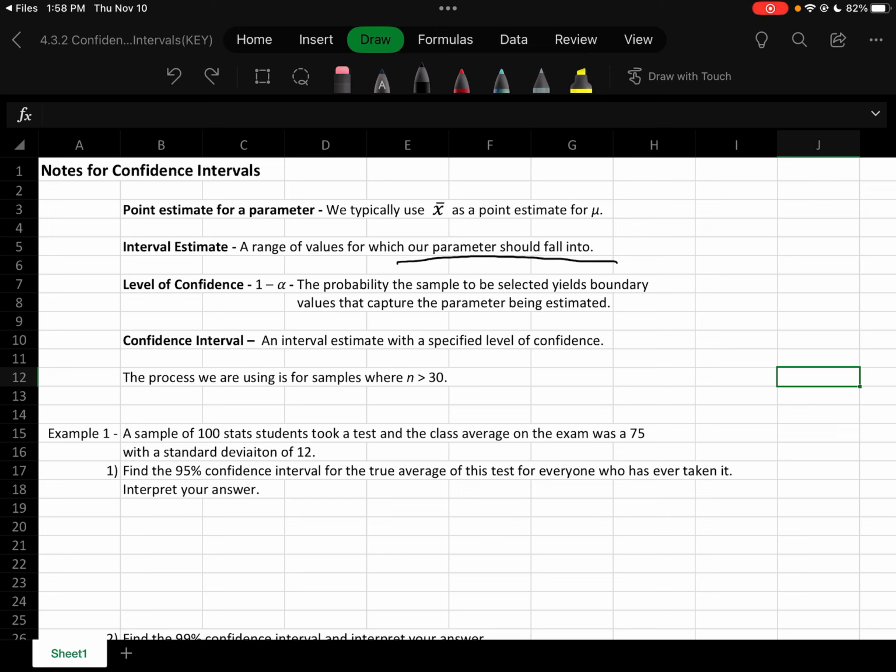So let's go about how we find the confidence interval, okay? Now this process is only going to be for samples where n is large, n is greater than or equal to 30.